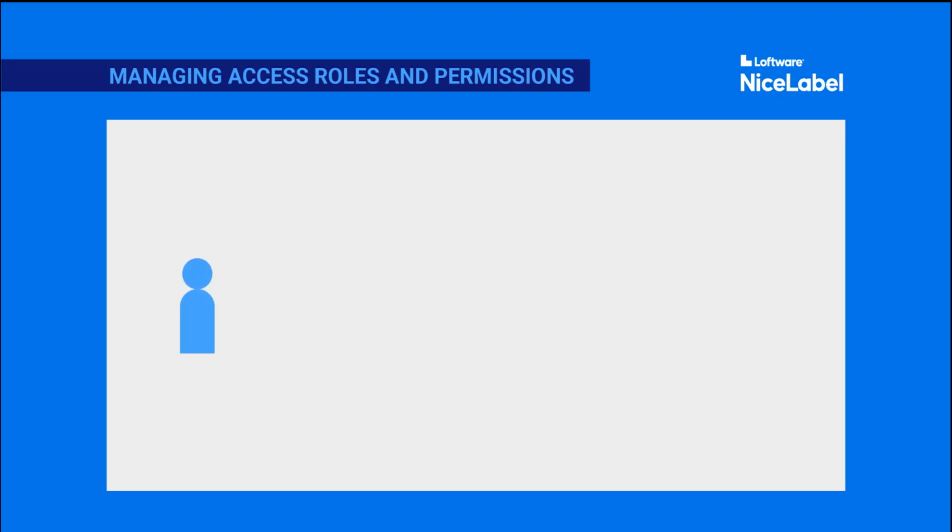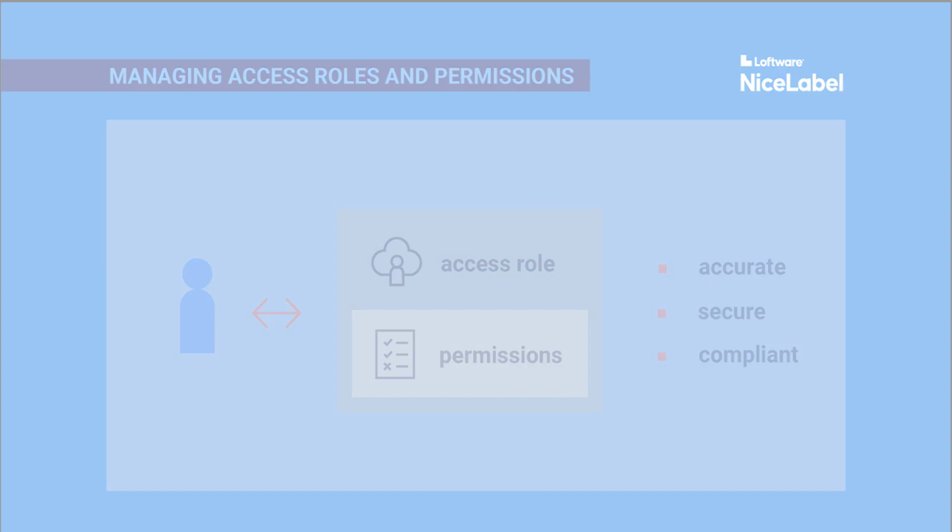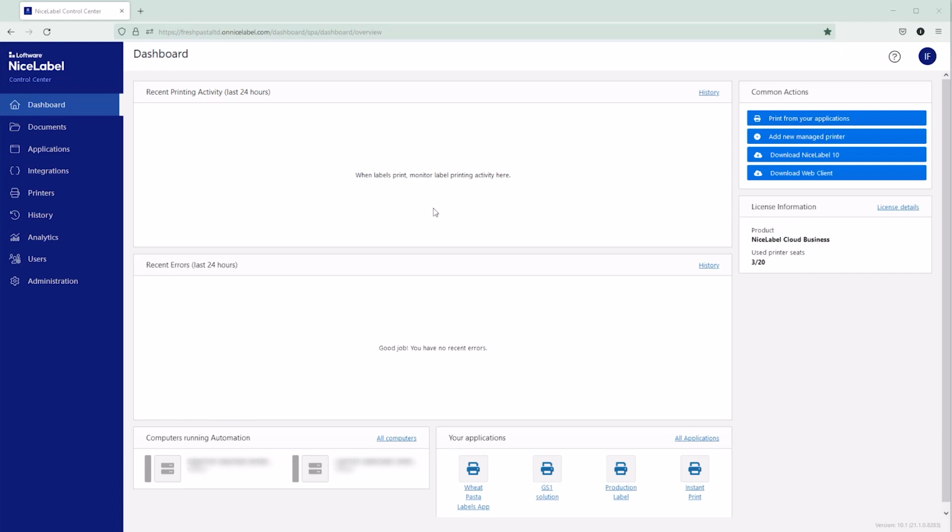Each of your NiceLabel Cloud users needs at least one access role, and each access role has its own set of permissions. Access roles and permissions help you keep your information accurate and help you keep your printing environment secure and compliant with regulations. Start by opening Control Center.